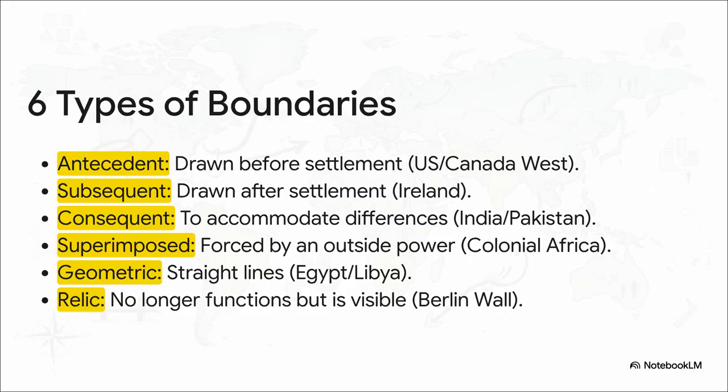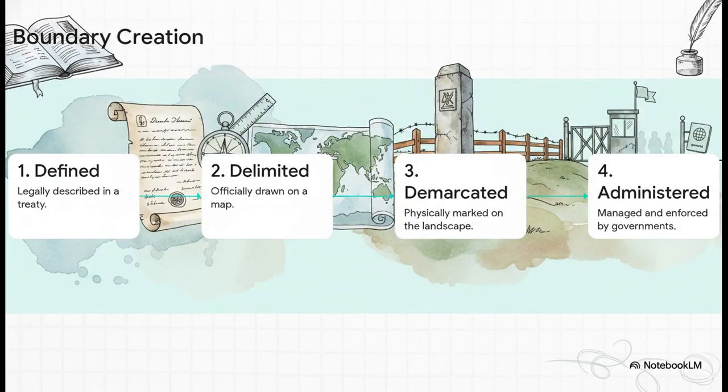It's wild. A border doesn't just appear out of nowhere. There's a whole process. First, it has to be defined in a legal treaty. Then it gets delimited. That's when it's officially drawn on a map. Next up is demarcated. This is when you put up the physical stuff, the fences, the posts, the walls. And finally, it's administered, which is just the day-to-day management of the border by governments. So it goes from an idea on paper to an actual fence post in the ground.